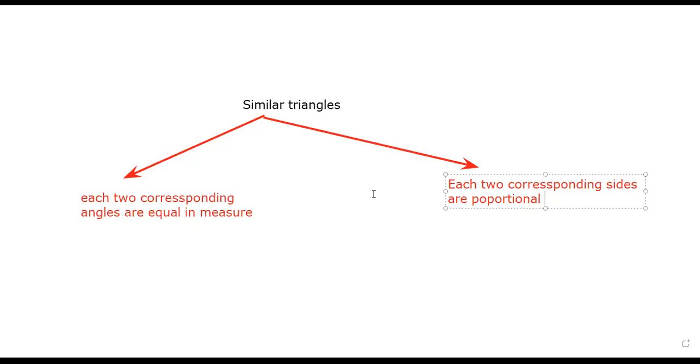So once we know that two triangles are similar, then we know that each two corresponding angles are equal in measure and each two corresponding sides are proportional. When we want to prove that two triangles are similar, we look for one of those two conditions. Okay, what are the cases to prove that two triangles are similar? How can we prove it?